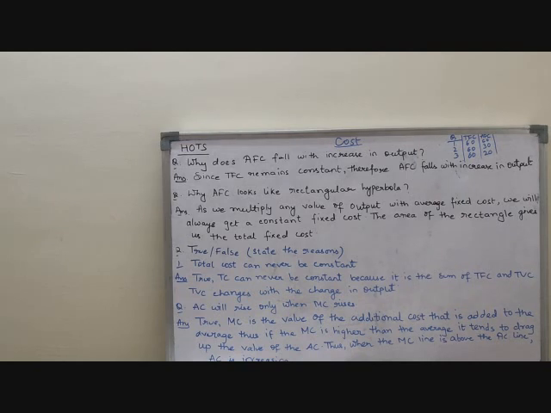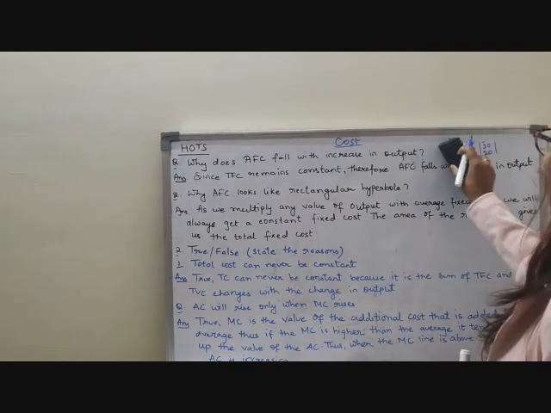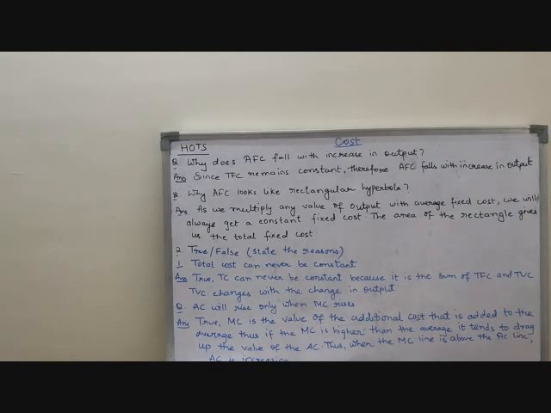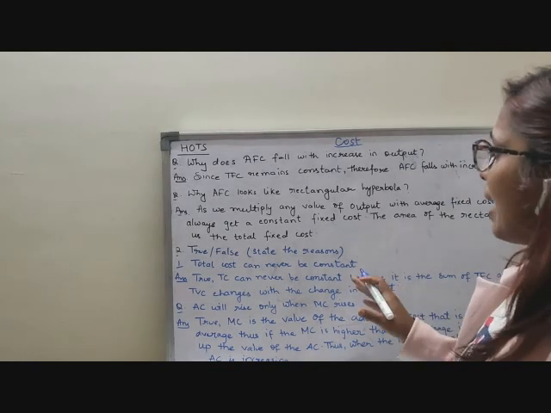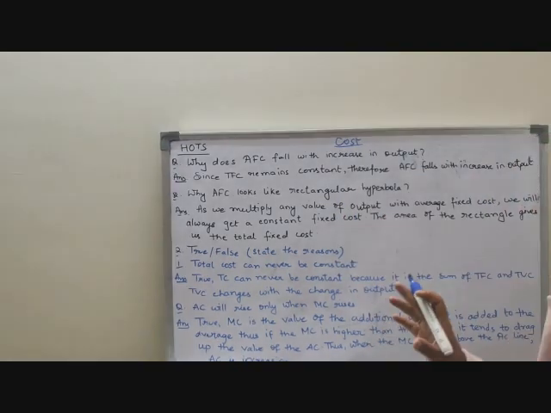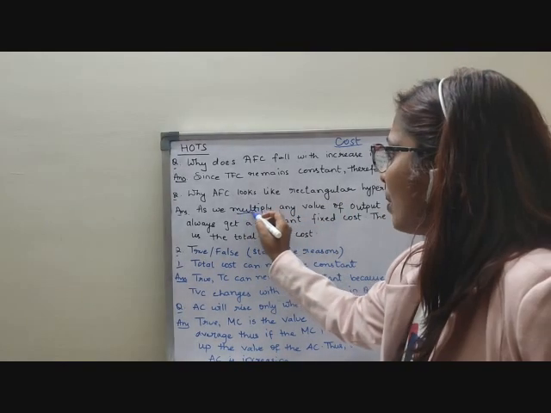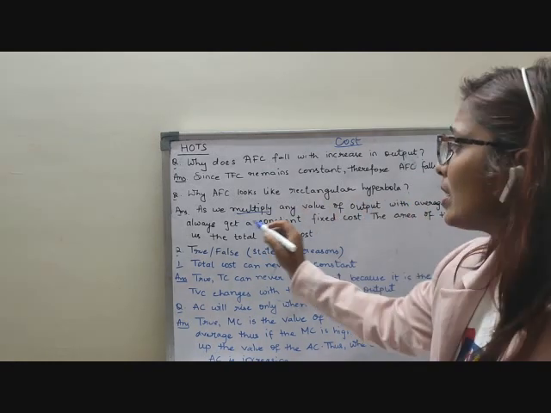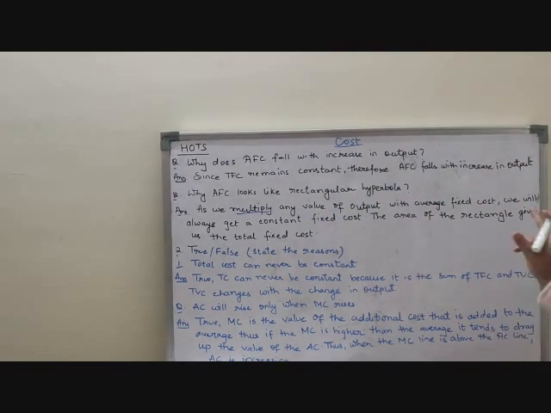Now second question is, why does AFC look like a rectangular hyperbola? I already discussed this in my previous video also, but still I am giving the answer. If you multiply any value of output with average fixed cost, we will always get a constant fixed cost. The area of the rectangle gives us the total fixed cost.